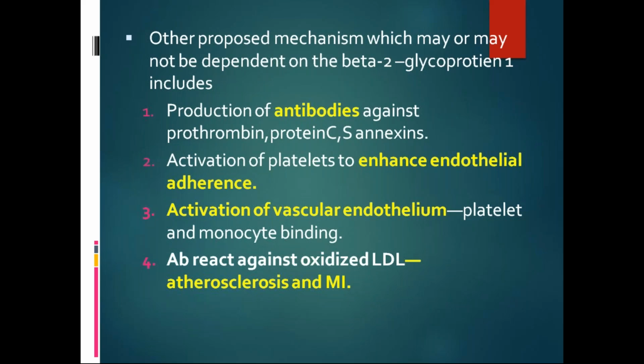The other proposed mechanisms, apart from the beta 2 glycoprotein 1 complex and complement activation, are these: production of antibodies against prothrombin and protein C. Don't get intimidated by seeing all of this. You need not remember all these things. You just have an idea of what the basic pathophysiology is. You don't have to write everything here. It's just to give you an idea. What is important to you is the antibody names and how they act, what the clinical features are, and what the treatment is.